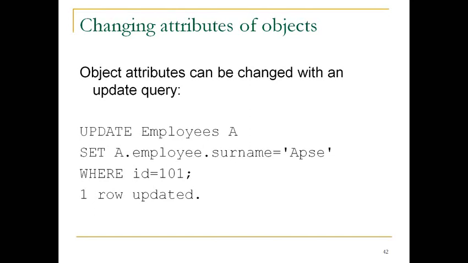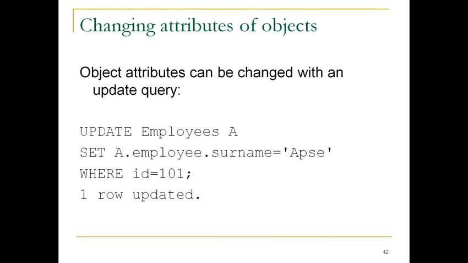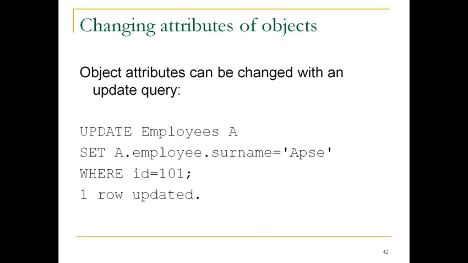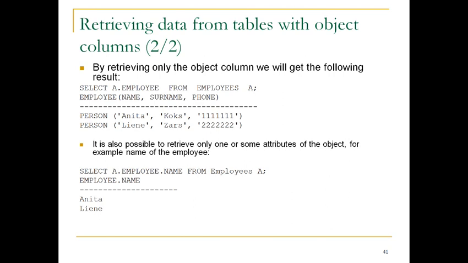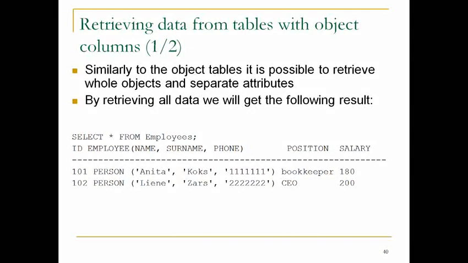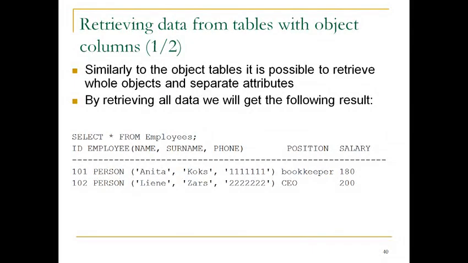We can also change these attributes of objects. Here is an example of it. Update employees, set A.employee.surname. As you can see, we're addressing it like in the select query. We'll put Offset, where the ID is 101. What will be done? Where the ID is 101, in this row, the surname, if I remember correctly, was Offset, will be put here.